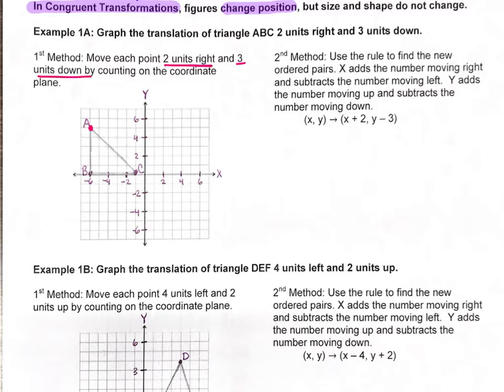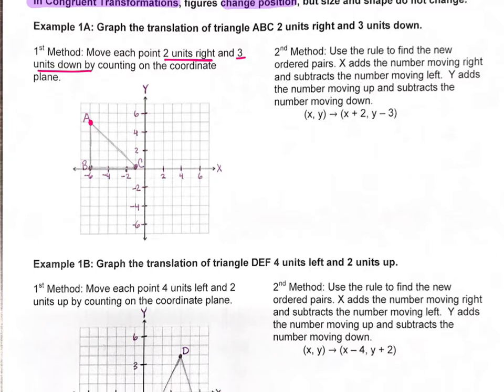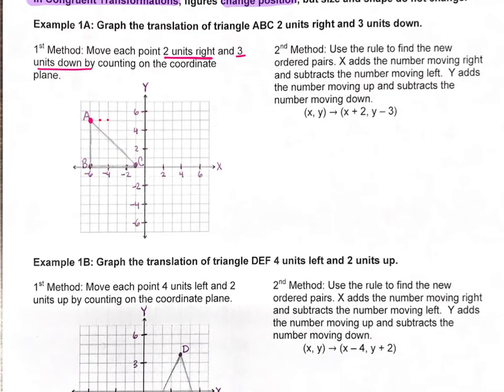So I'm going to start here at point A, and I'm going to count 2 units right, 1, 2, and 3 units down, 1, 2, 3. Do remember when you are counting on a coordinate plane, it's just the number of blocks that it moves over. So notice that A moved 2 blocks right and 3 blocks down to get to A prime, the new coordinate. Now for point B, it starts here. We're going to go 2 units right, 1, 2, 3 units down, 1, 2, 3. So we've got B prime.